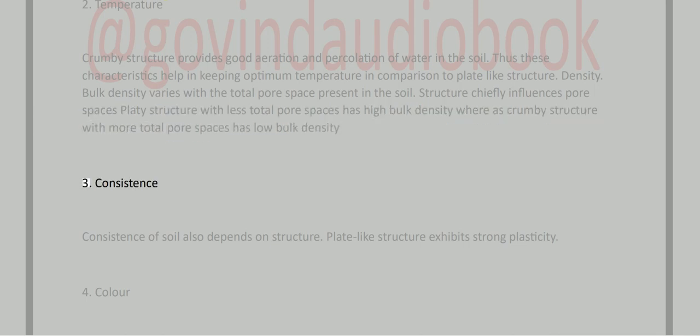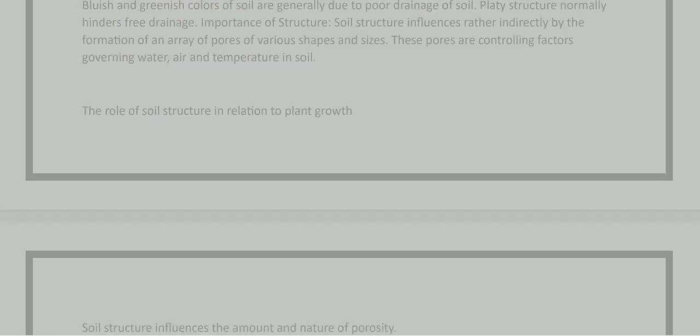low bulk density. 3. Consistence of soil also depends on structure. Plate-like structure exhibits strong plasticity. 4. Color. Bluish and greenish colors of soil are generally due to poor drainage of soil. Platy structure normally hinders free drainage. Importance of structure. Soil structure influences plant growth rather indirectly by the formation of an array of pores of various shapes and sizes. These pores are controlling factors governing water, air and temperature in soil.